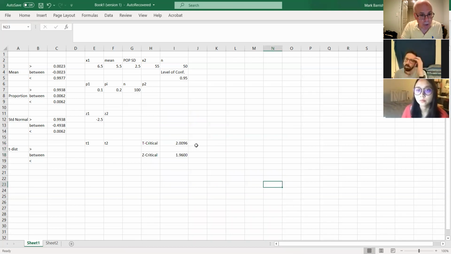There's our critical value to 4 decimal places for the T. And of course, it's just 1.96 for the Z critical value. That's why they use 1.96, because that's what it rounds to. All right, so what if we wanted to do a confidence interval?